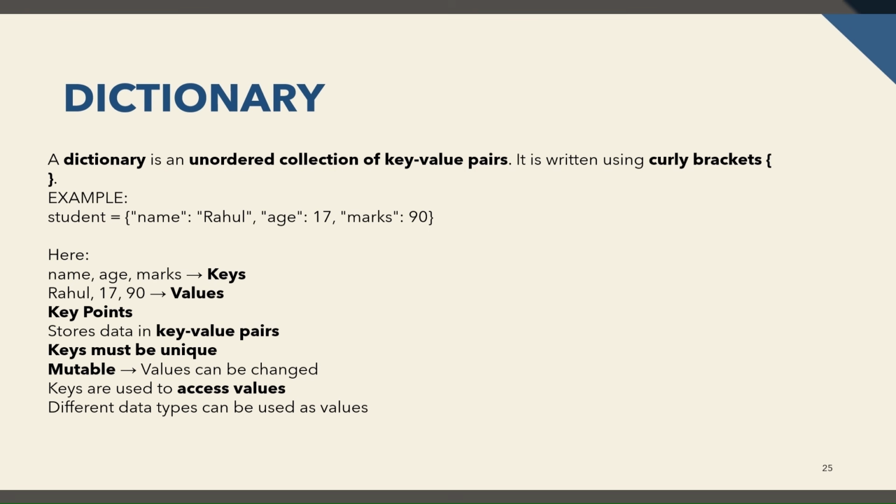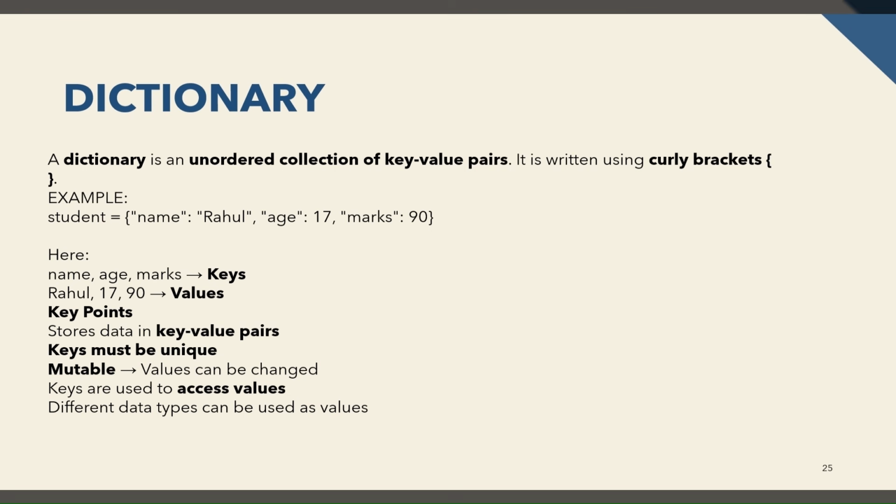Lastly, we have dictionary. So a dictionary is an unordered collection of key value pairs, and it is written using curly brackets. If I am creating a dictionary named student, I can name the first thing as key and then I will give its corresponding value. Here we have to note that the keys must be unique and its value can be changed. So it is mutable data type. I am writing key as name and its value is Rahul. Next key I am writing as age and its value is 17. Next key is marks and its value is 90.